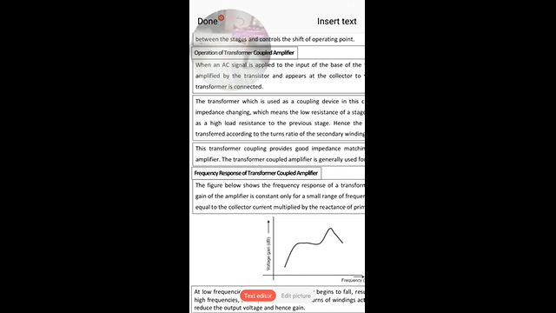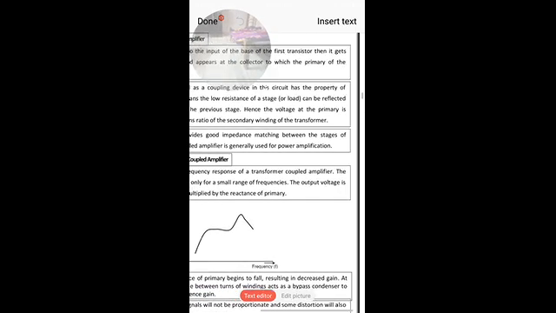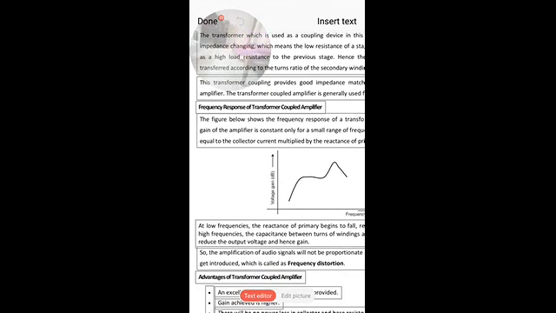So this transformer coupling provides good impedance matching between the stages of an amplifier. By simply adjusting the turns ratio of the primary and secondary winding, maximum signal gets transferred, which is known as impedance matching.